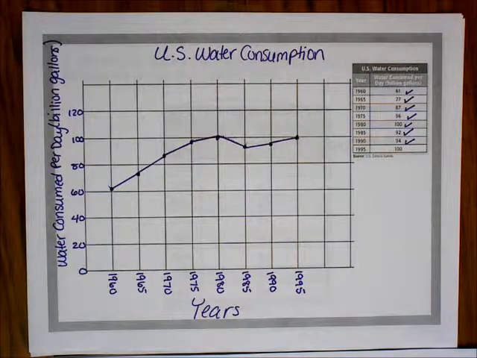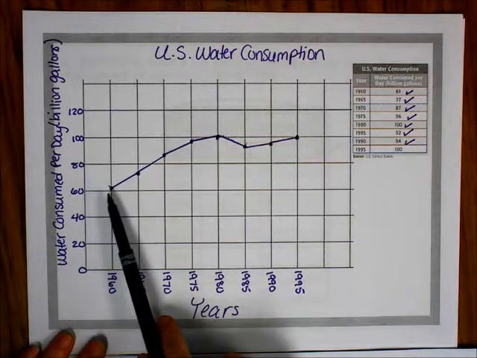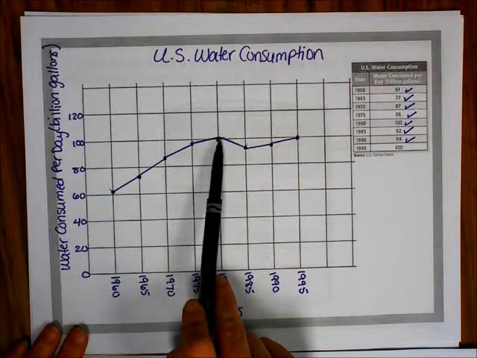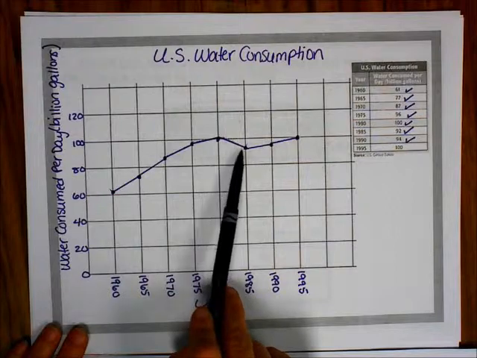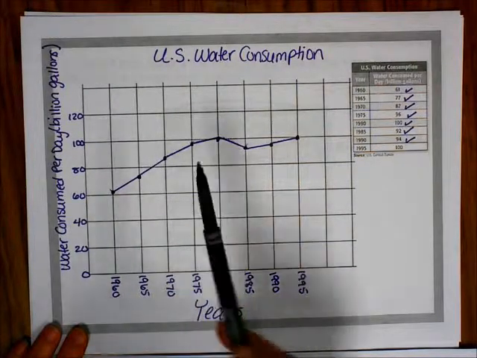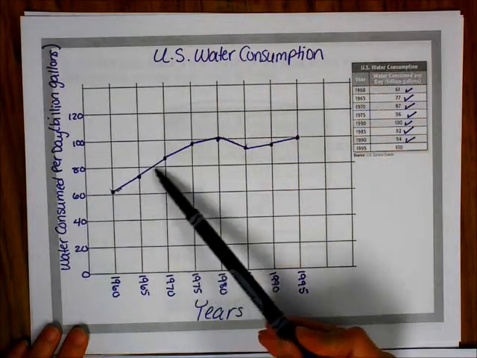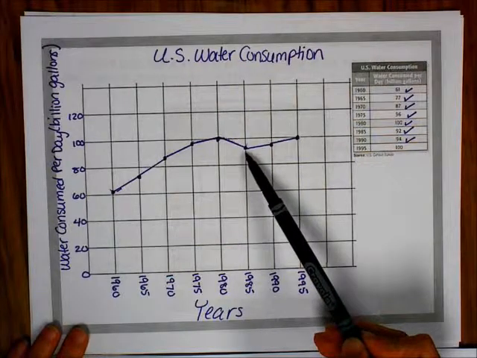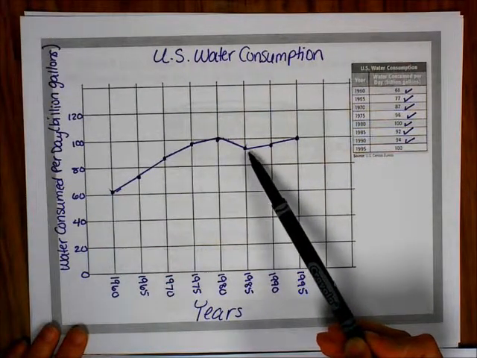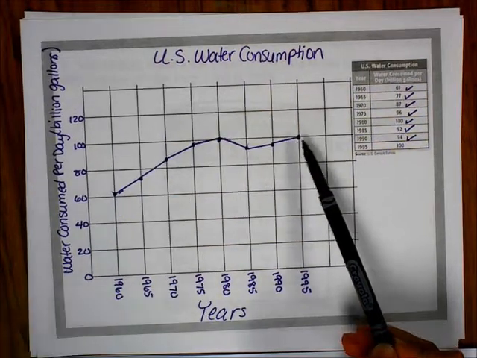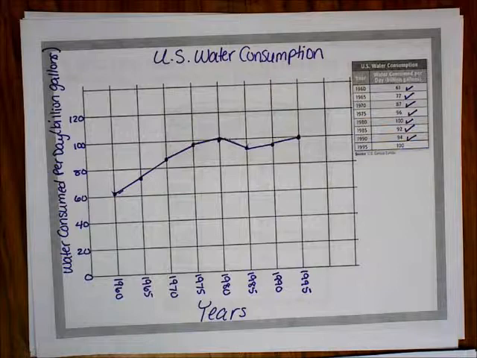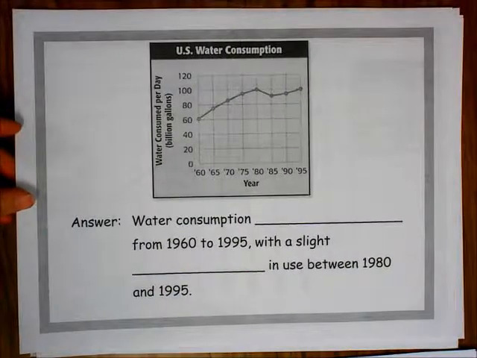So now let's look at our graph. Notice anytime my line is pointing upward, that is showing an increase. But notice here when my line goes down, that's showing a decrease. So notice from 1960 to 1980, I had an increase. And then from 1980 to 1985, there was a slight decrease. And then from 85 to 95, there was also a slight increase. So now let's write a sentence to analyze or interpret the graph.